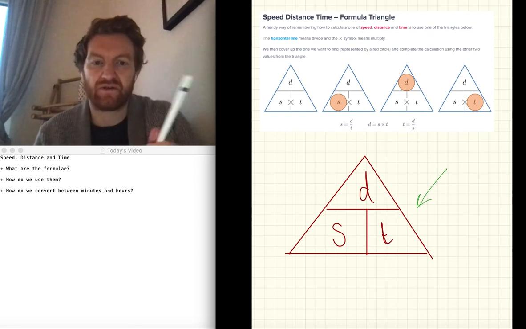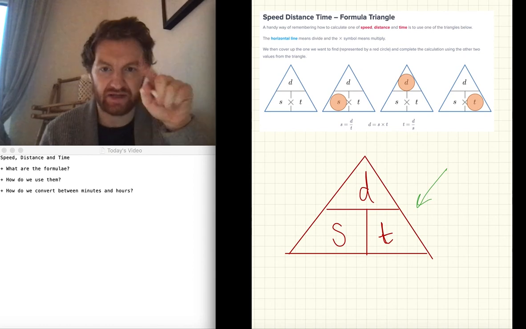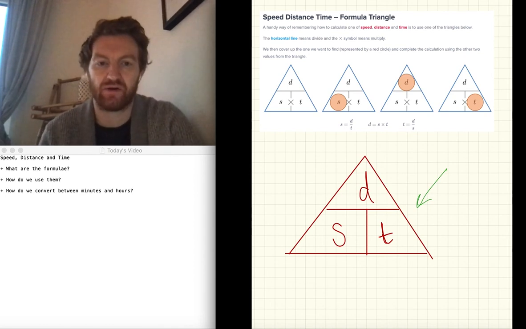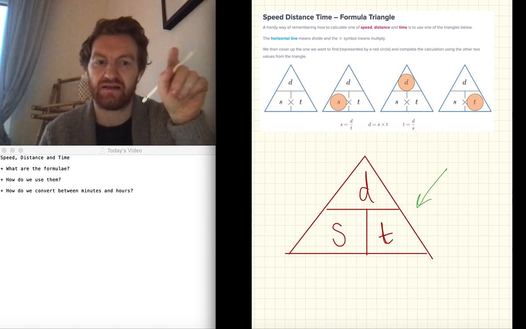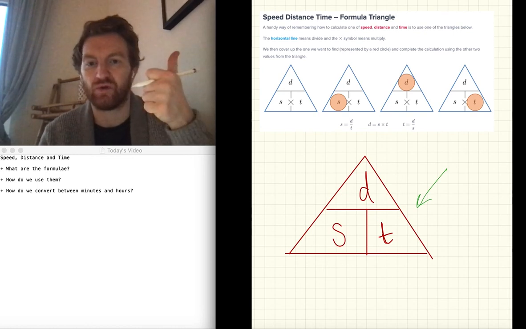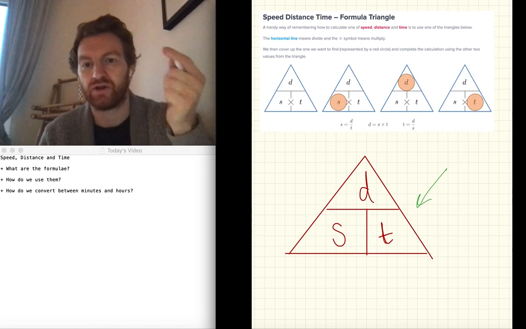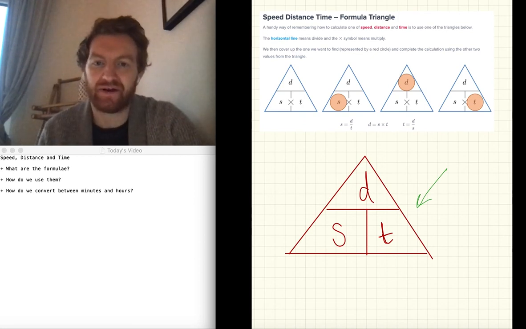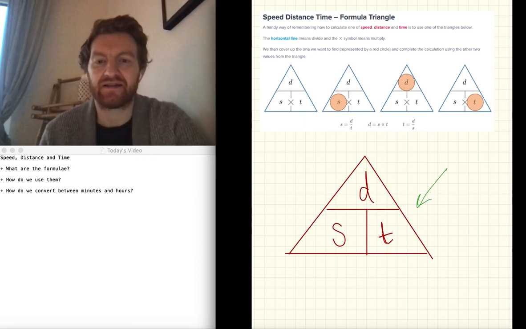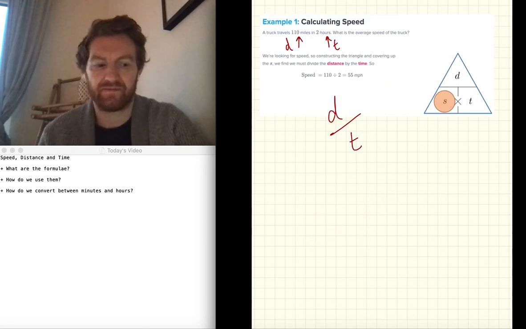As you can see from the 3 other triangles, if you want to find a speed, that's one with a little circle and the S, you ignore the S and it leaves you with the D and the T. If you want to find the D, ignore the D, use the S and the T. If you want to find the T, use the D and the S. So whatever you want to find out in the question, use the other 2 letters. And by reading the question, identify the 2 things you have and then substitute them into a formula. And that is speed, distance, time.